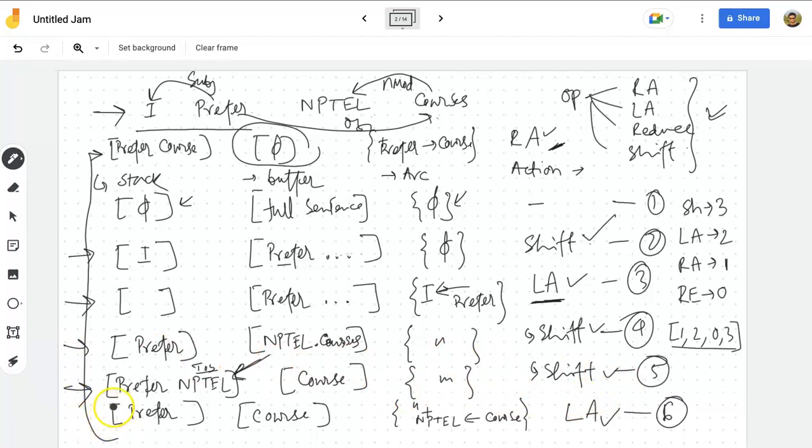Now let's check. What is the word at the top of the stack?